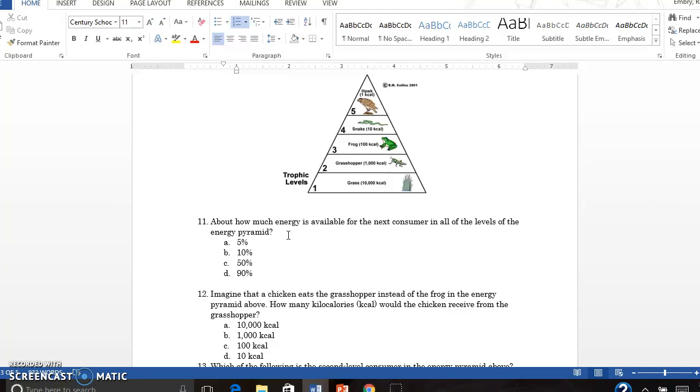Number 11, about how much energy is available for the next consumer in all levels of the energy pyramid? Once again, if you do the math, it's 10%. Also, we've talked about that in class. So the correct answer, number 11, is B, 10%.